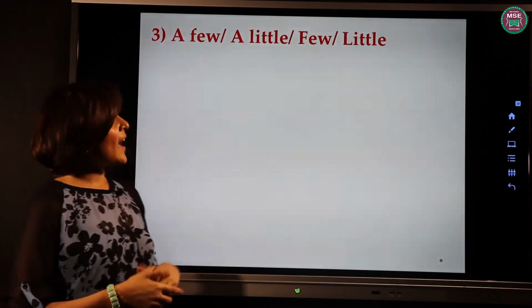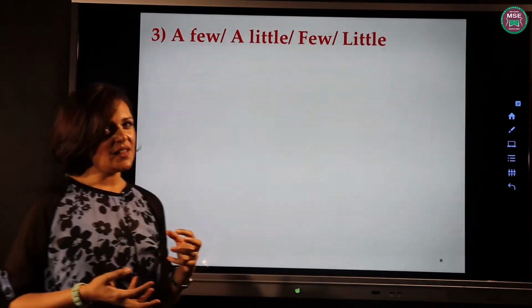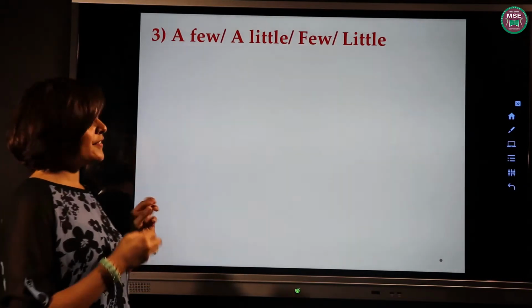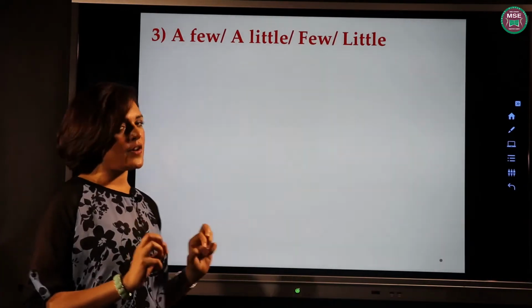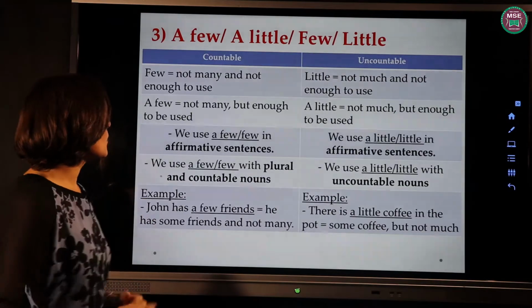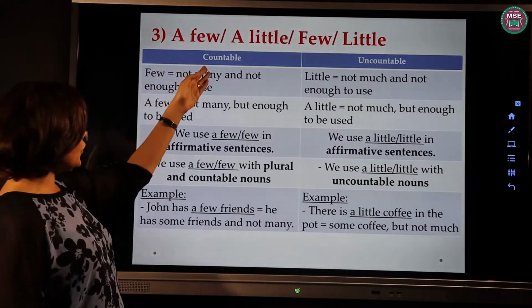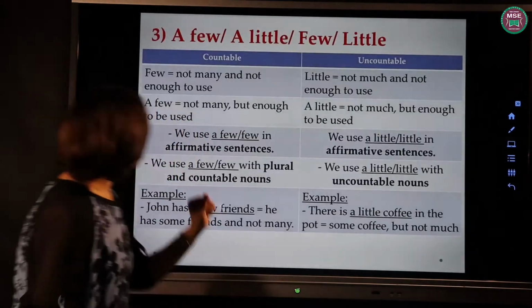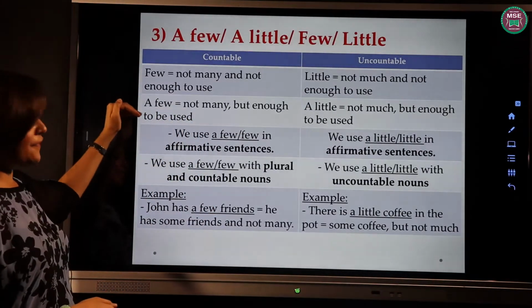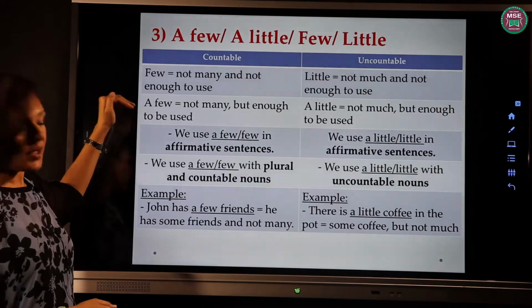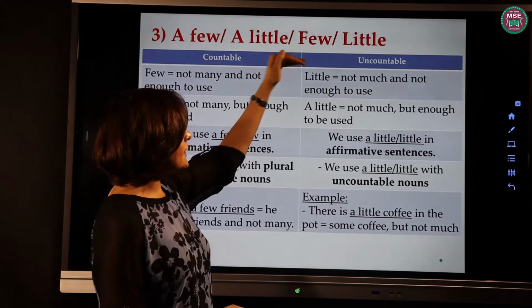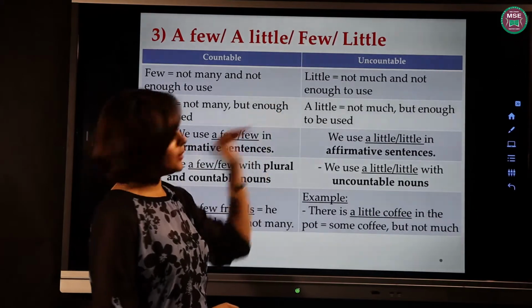What about a few and a little? We have a difference, and this difference is very important. We use few and a few with countable nouns. What about the uncountable nouns? We use little and a little.